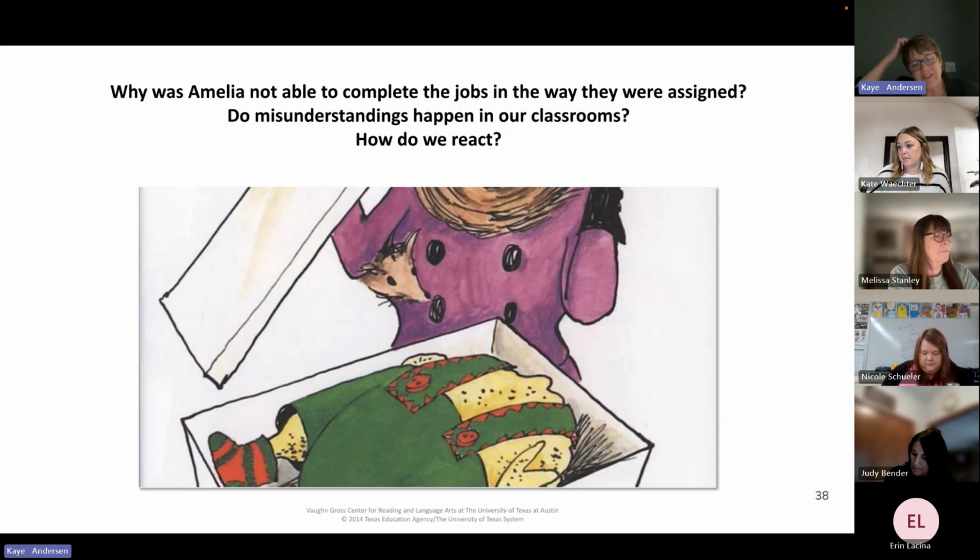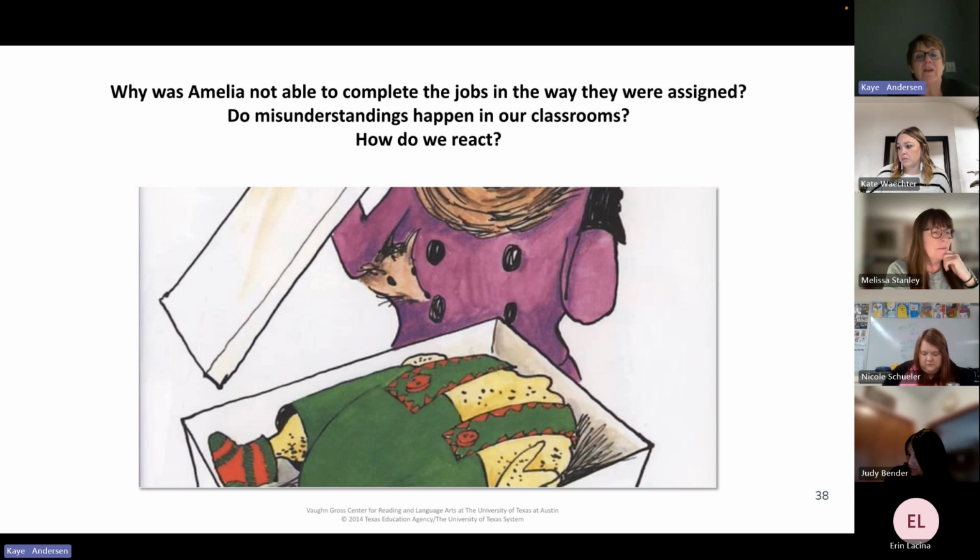Now, something I want to consider is, do misunderstandings happen in our classrooms? Do sometimes the directions that we give get incorrectly misinterpreted by the students? And how do we always react to them? I don't know about you, but sometimes I kind of felt like they were doing it on purpose. And I would get frustrated rather than realizing that it probably comes back to me.